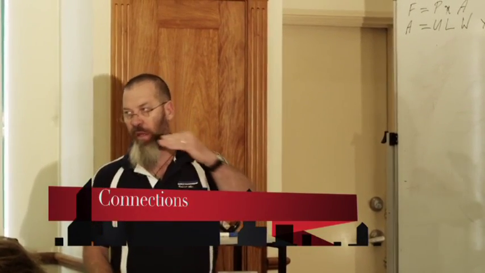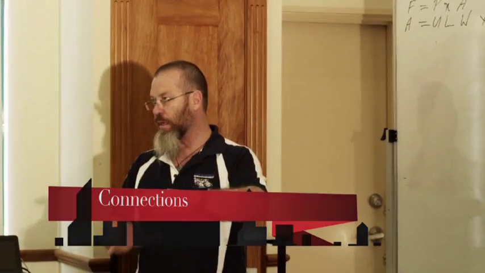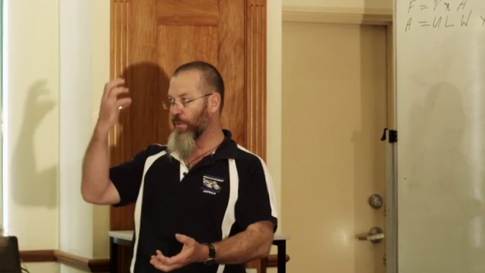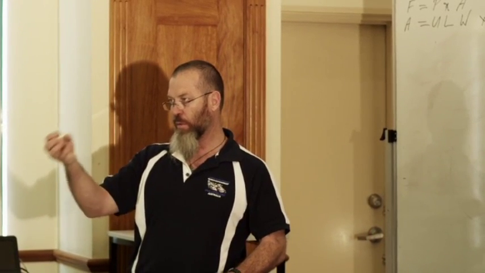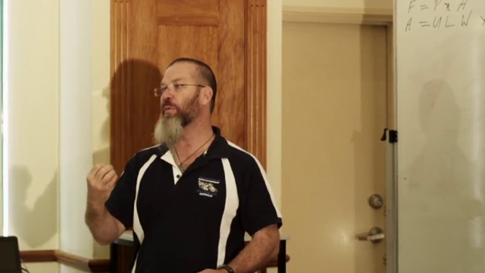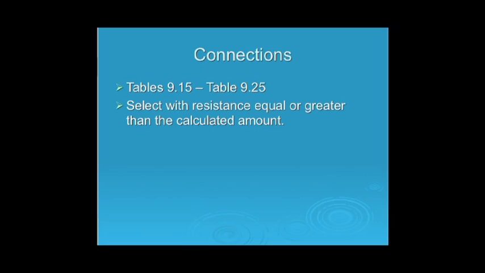So on that flow chart, we're down at the point now where we've calculated the value of uplift. We've determined what the joint group is, and now we've got to go and find a connection that is equal to or greater than the calculated amount. On our example before, we were at 2.04 kilonewtons or something like that, I think it was. So we've got to find a connection that will resist that 2.04 kilonewtons.